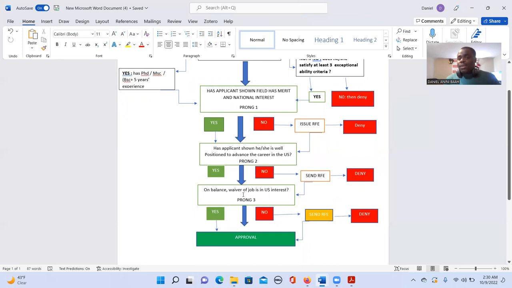Now then, chapter four, mostly this becomes my chapter four. On balance, is the waiver of job offer requirements in the U.S. interest? People leave this out a lot, and at times it comes back to bite them. So that is also one thing that you should document. How do you document this? On this point, you are looking at you, the applicant, compared to a U.S. citizen. How better are you than that U.S. citizen in terms of experience, in terms of qualification, in terms of certifications? How better are you in terms of that?